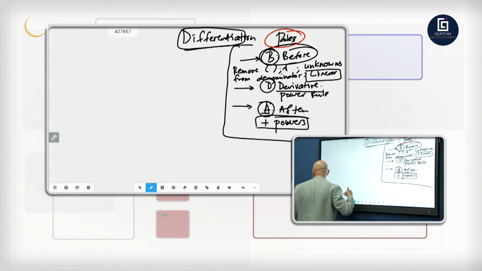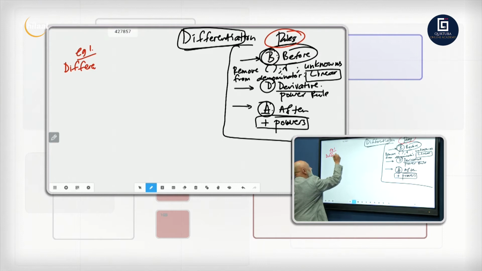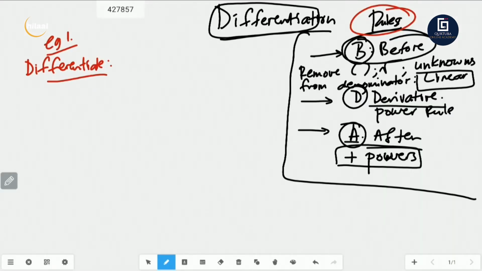Let's start with type number 1. Let's go. Example number 1. Right. They tell you to differentiate. So here it is. What does differentiate mean? Assassinate. Right. Let's assassinate this question. What does it look like? So let's say type number 1. I tell you y is equal to, let's give it to you in terms of y.